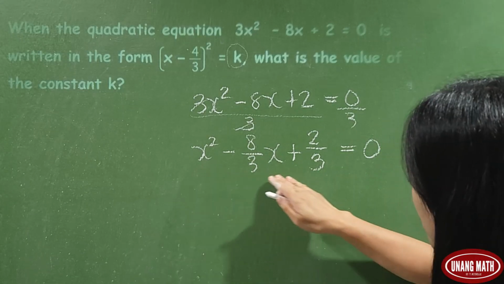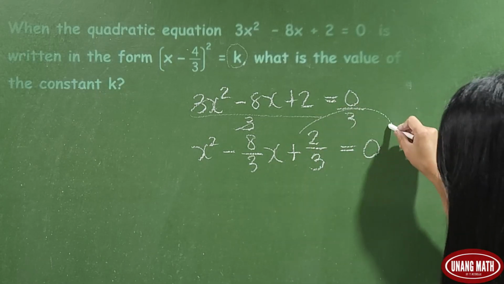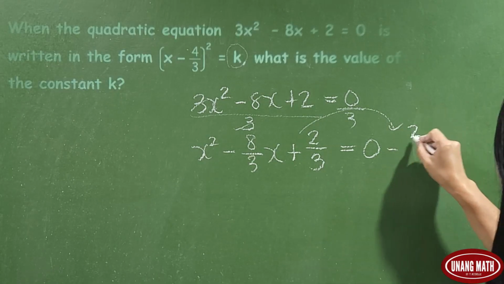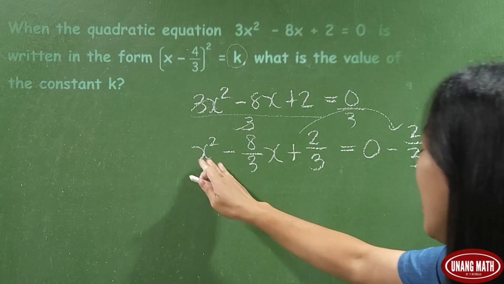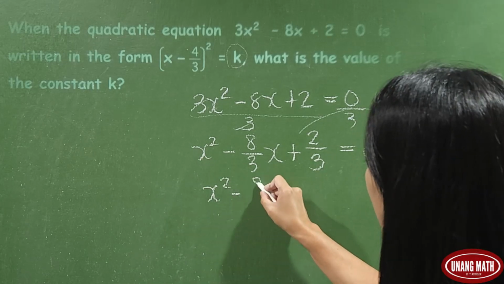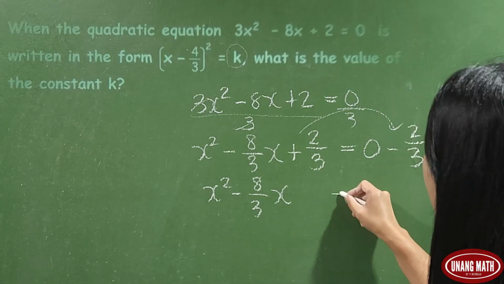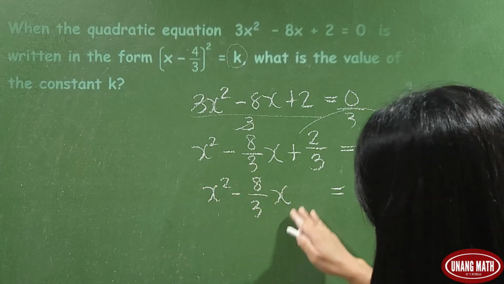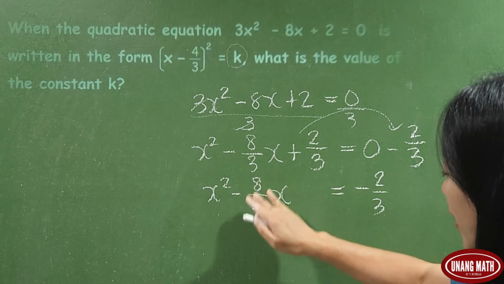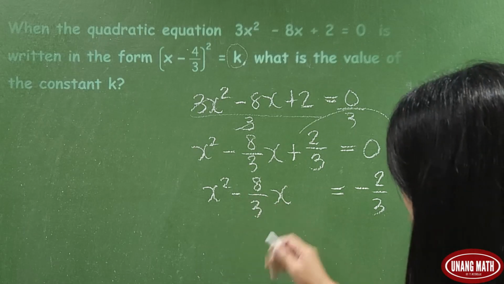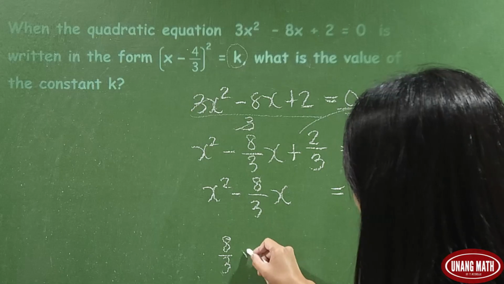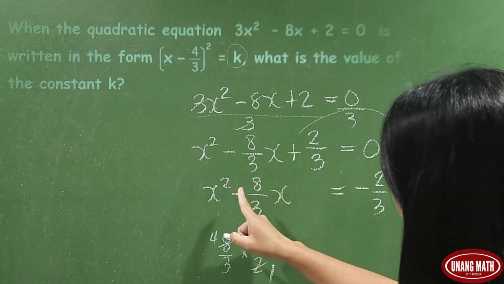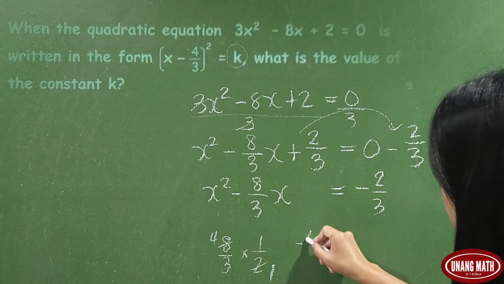Okay, this is not a perfect square trinomial. To make it a perfect square trinomial, move 2 over 3 to the other side, so minus 2 over 3 on the right side. So we have x squared minus 8 over 3 x, and this is equal to negative 2 over 3. To turn this into a perfect square trinomial, for negative 8 over 3 we have to divide by 2, or let's say 8 over 3 times 1 half. So this is 1, this is 4. So we have 4 over 3, so negative 4 over 3.